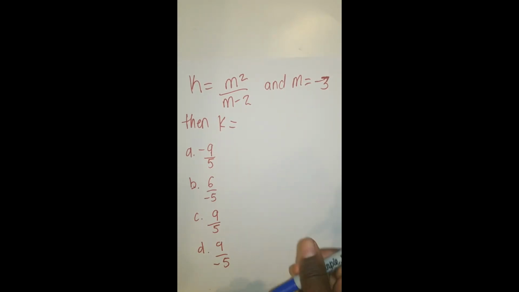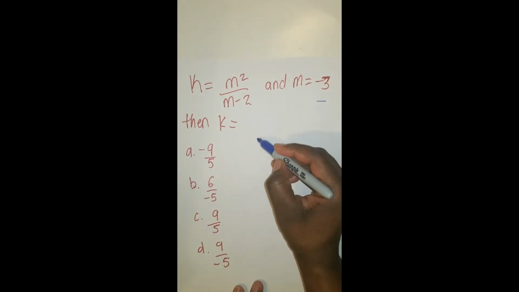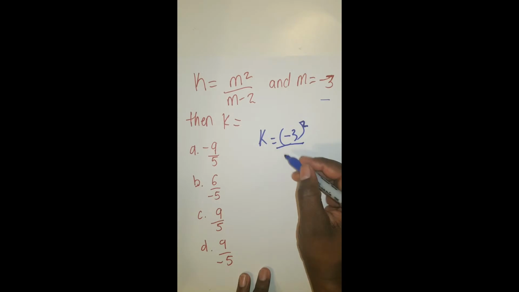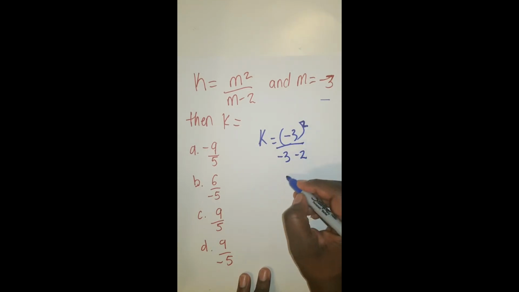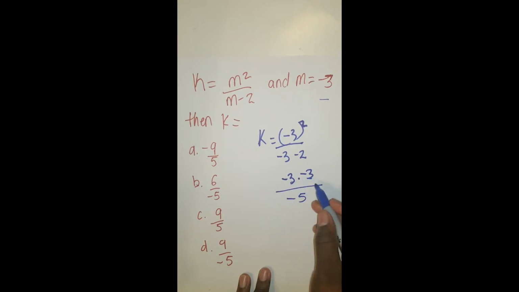Alright guys, so basically replacing m as -3 into the given equation. So k is equal to -3 squared divided by -3, -2. -3 squared is -3 times -3, because the power tells you how many times you multiply whatever is inside. All over -5. These two give us a +9 over -5. And so the answer is +9 over -5, which will be A.